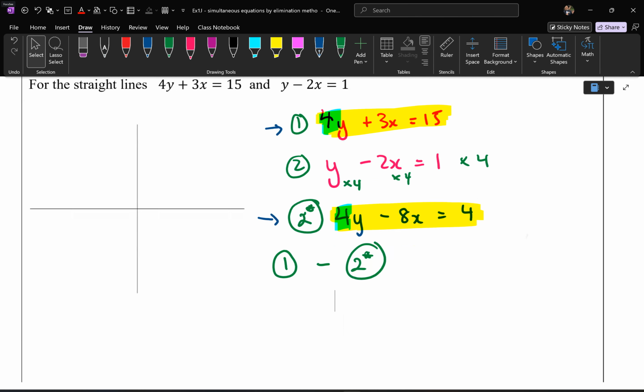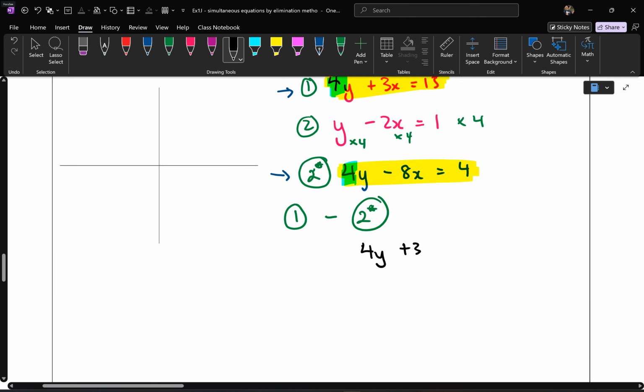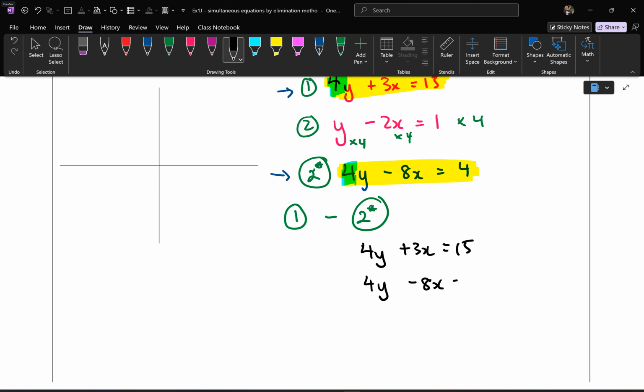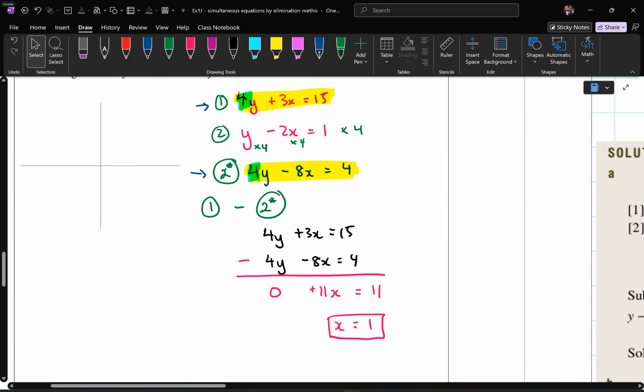So what does that look like? I'll just write it again so it's clear. You have 4y plus 3x equals 15. The other one now is 4y minus 8x is equal to 4. If I'm going to subtract them, this is 0. 3 take away a negative 8 is positive 11x. And then 15 take away 4 is 11. Dividing both sides by 11, that tells me x must equal 1.